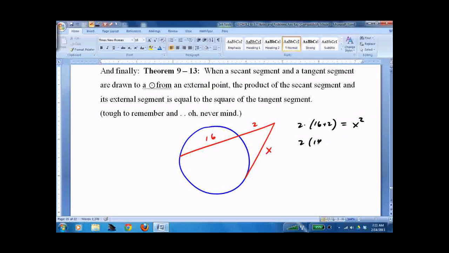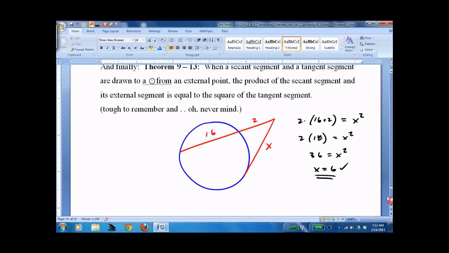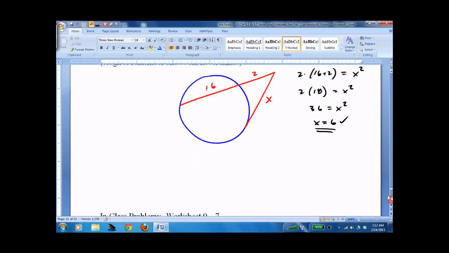2 times 18 equals x squared, 36, x squared, x equals 6. So 2 times 18 is 36, 6 times 6 is 36. It works. So there's only 3 types of problems here, but they get very complicated. They're hard to keep straight. Practice makes perfect. Good luck.